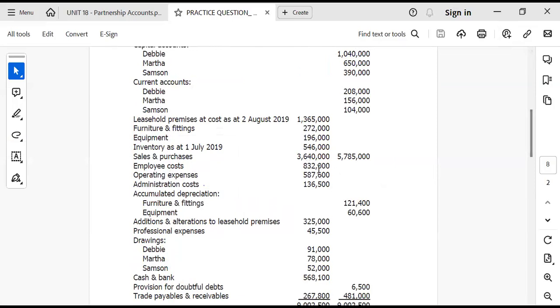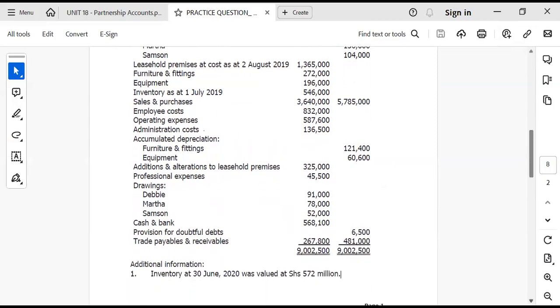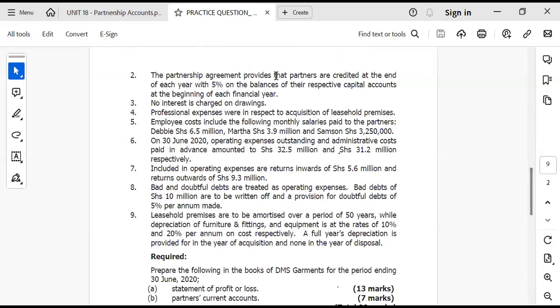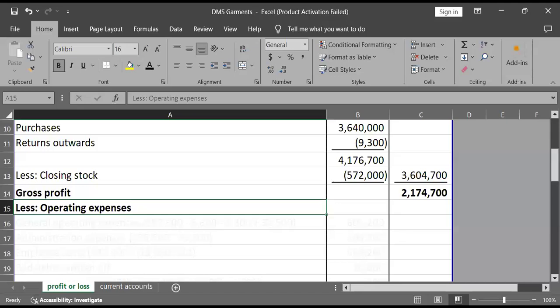The total employee costs are 832,000. We are going to come to our notes and see if there is anything that is affecting employee costs. Partnership agreement agrees that partners are credited at the end. No. I saw a note, employee costs include the following monthly salaries paid to the partners: 6.5 million for Debbie, 3.9 for Martha, and Samson 3.25. I told you the partners' salaries are not included in our P&L, so we're not going to show them.